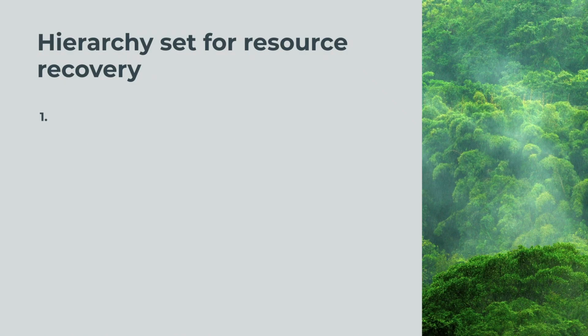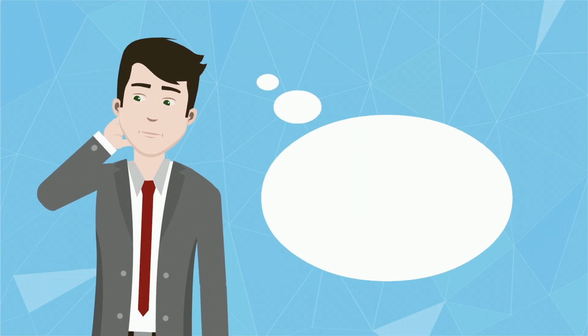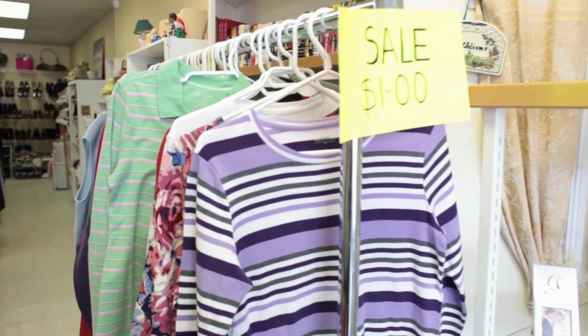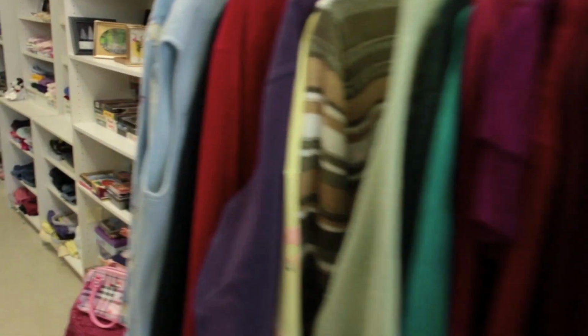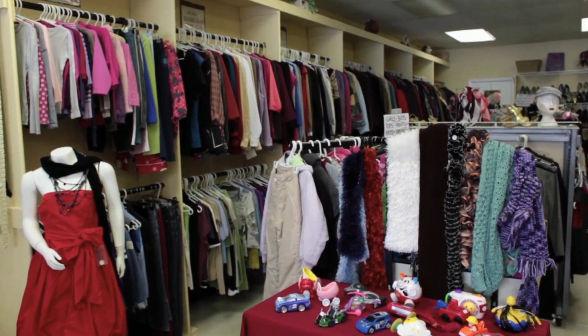There is a hierarchy set for resource recovery: reduce first, then reuse, remanufacture, recycle, incinerate with energy recovery, and landfill last. Reducing resource usage requires no further explanation, as the name suggests it. The method is based on the prevention of unnecessary use of resources. We are similarly familiar with reusing products. For example, charity shops and refurbished, renewed, or resealed items are the perfect example of how reusing works in practice.